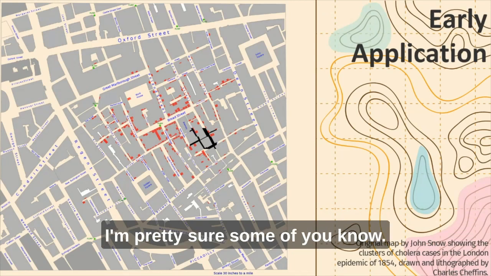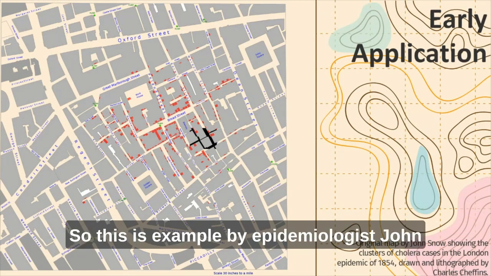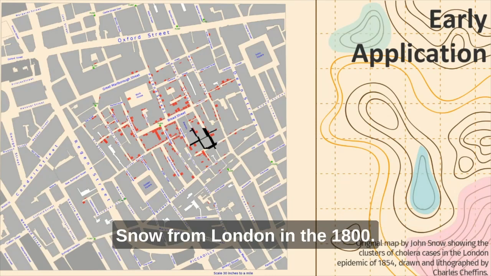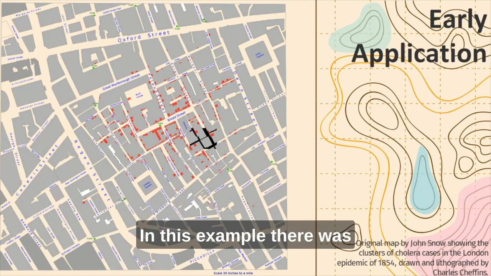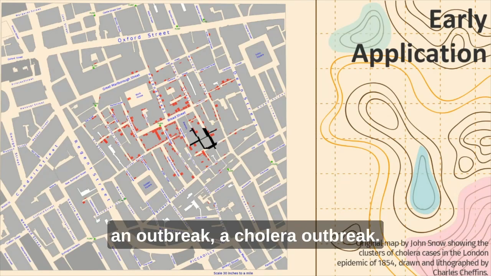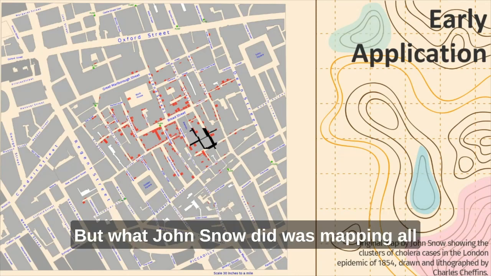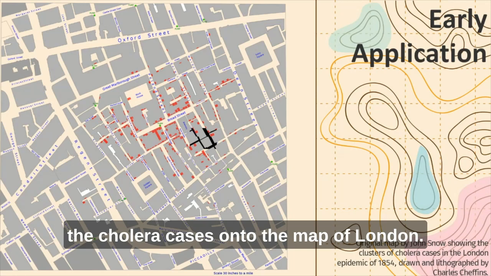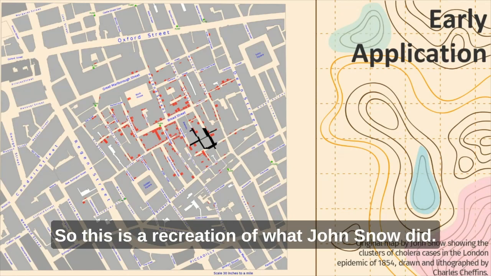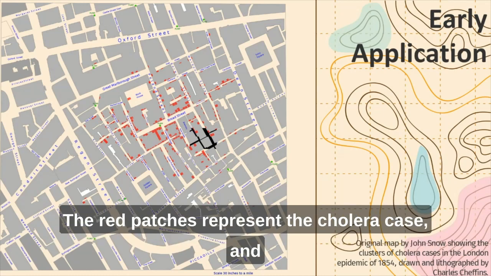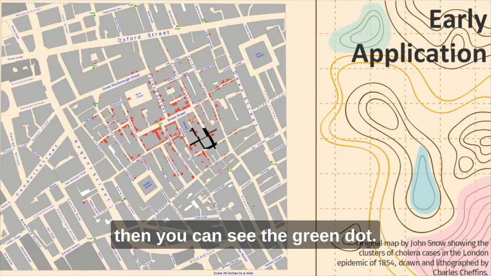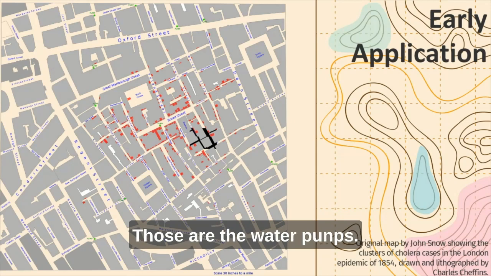I'm pretty sure some of you know. This is an example by epidemiologist John Snow from London in the 1800s. In this example, there was a cholera outbreak. Back then, it was thought to be an airborne disease. But what John Snow did was map all the cholera cases onto the map of London. So this is a recreation of what John Snow did. The red patches represent the cholera cases, and then you can see the green dots. Those are the water pumps.